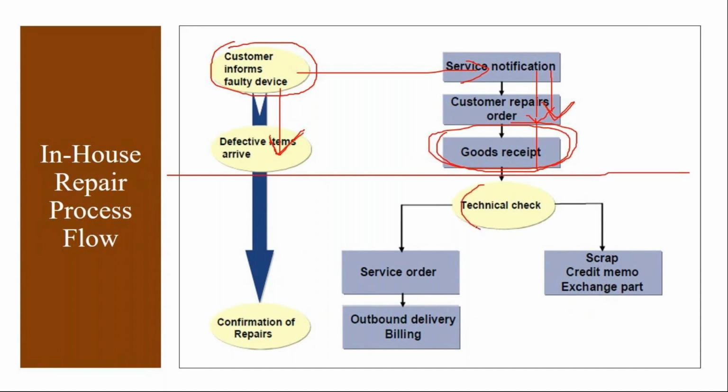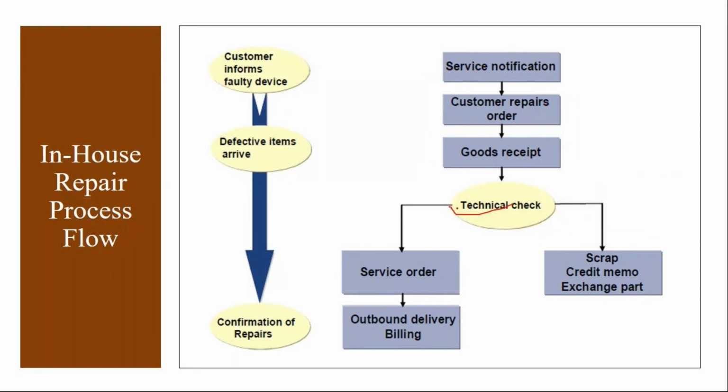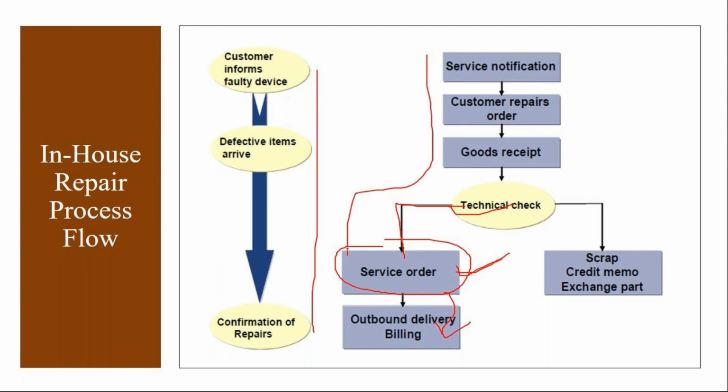After that, you do the technical check. You check the equipment whether it can really be repaired, or it is not fit for repair, whether it has to be scrapped, or whether you need to exchange the equipment. That you will do. Suppose, let's say, the equipment is fit for repair, and then you create a service order for the repair activity. And using the service order, you complete the repair, and then you deliver the repaired product to the customer. So this is the physical process, and this is the process we are going to execute in SAP. So this is the flow basically.